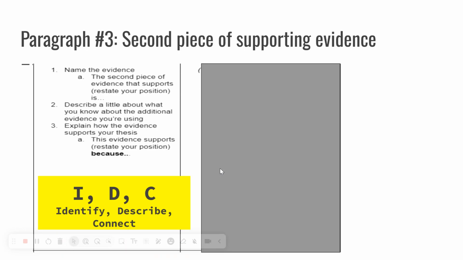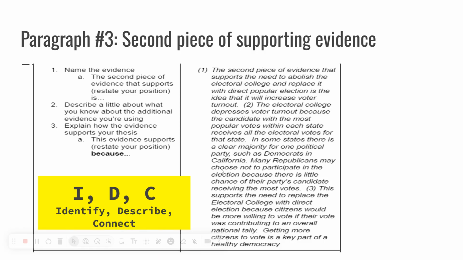Then I also need a second piece of supporting evidence. So the second piece of evidence that I'm going to use to support the need to get rid of the Electoral College is just the idea that I pulled from our discussions in AP Gov that getting rid of the Electoral College will actually encourage more people to vote. This doesn't have to be tied to a document. If I just remember talking about this in class, like that works.